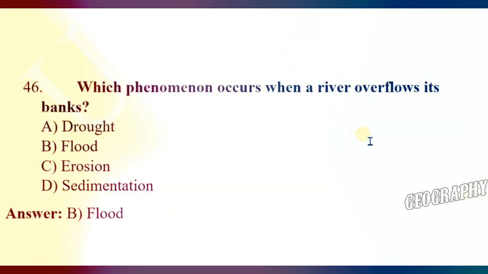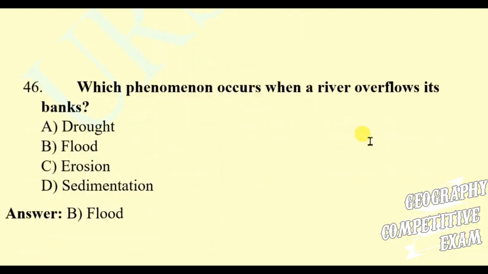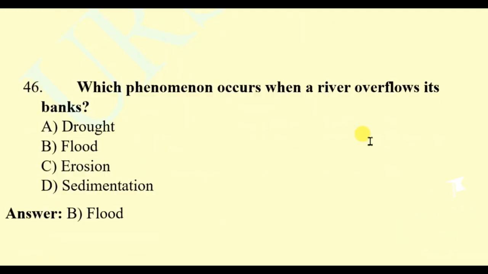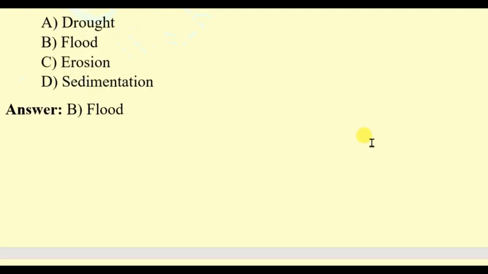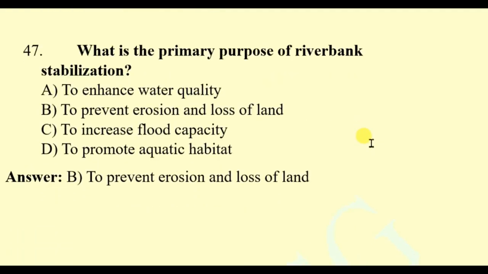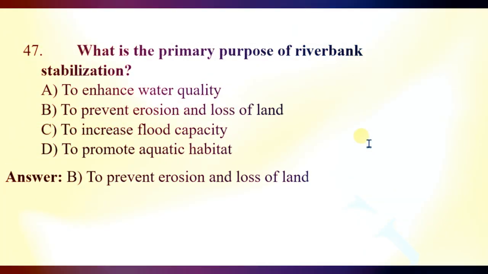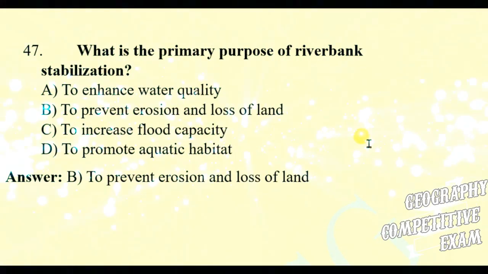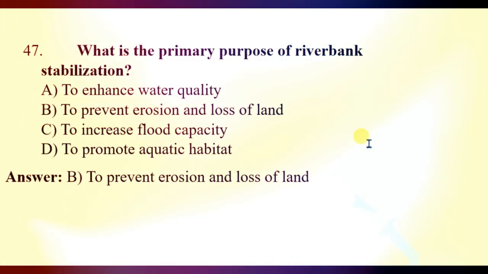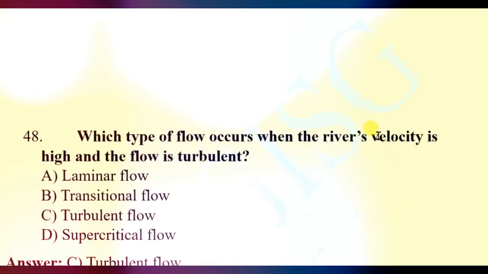Question number 46. Which phenomenon occurs when a river overflows its bank? Drought, floods, erosion, sedimentation. It is called a flood. Question number 47. What is the primary purpose of riverbank stabilization? To enhance water quality, to prevent erosion and loss of land, to increase flood capacity, to promote aquatic habitat. Here the correct answer will be to prevent erosion and loss of land.